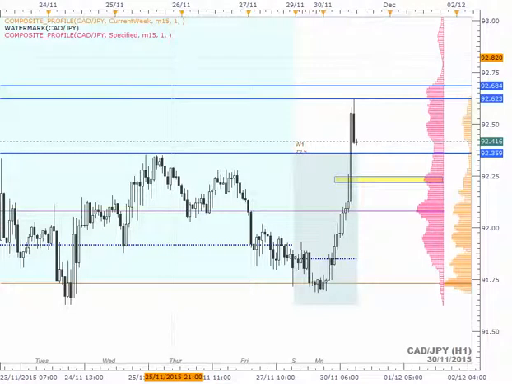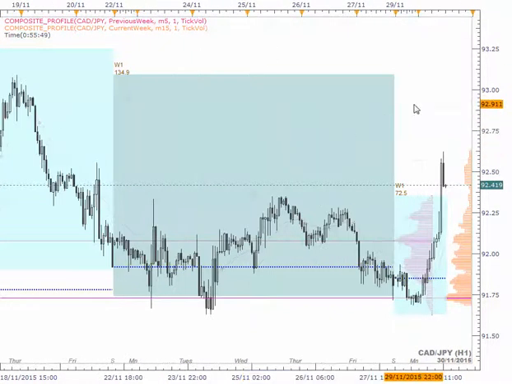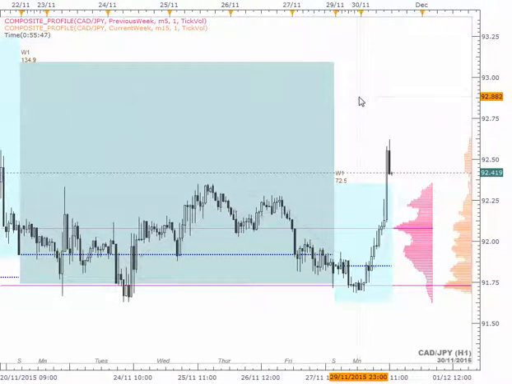In this video, I'm going to look at CADJPY. I'm going to pick up from where I left off last week. So at the start of this week of trading, what information would I have available to me? I would have the previous week's volume profile.